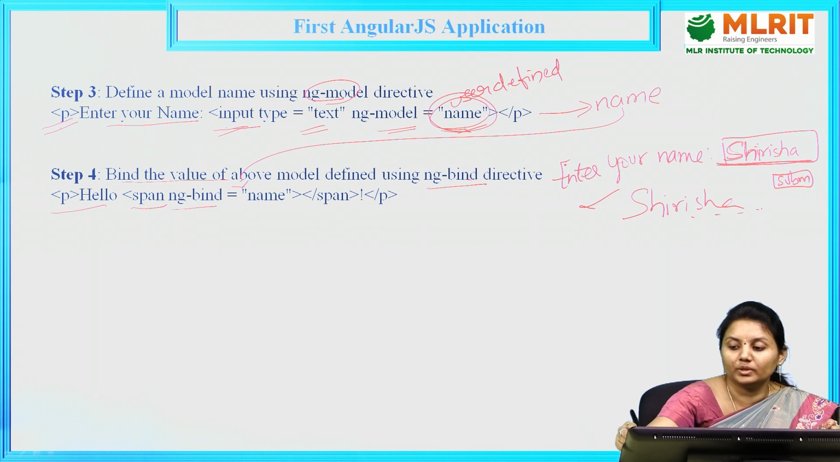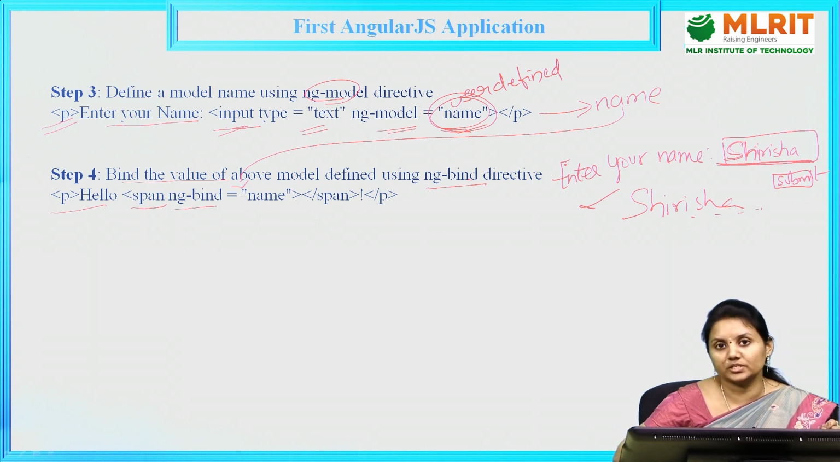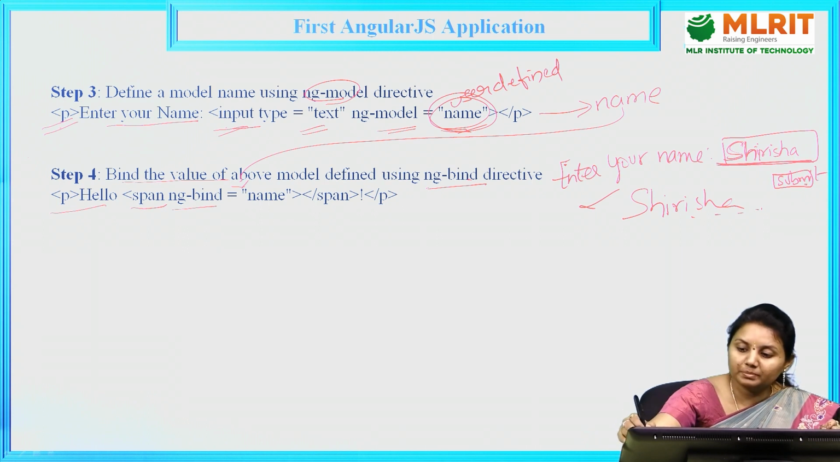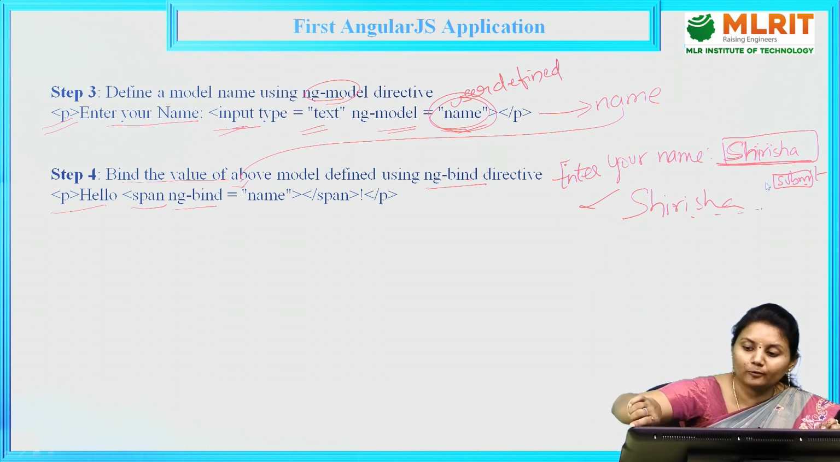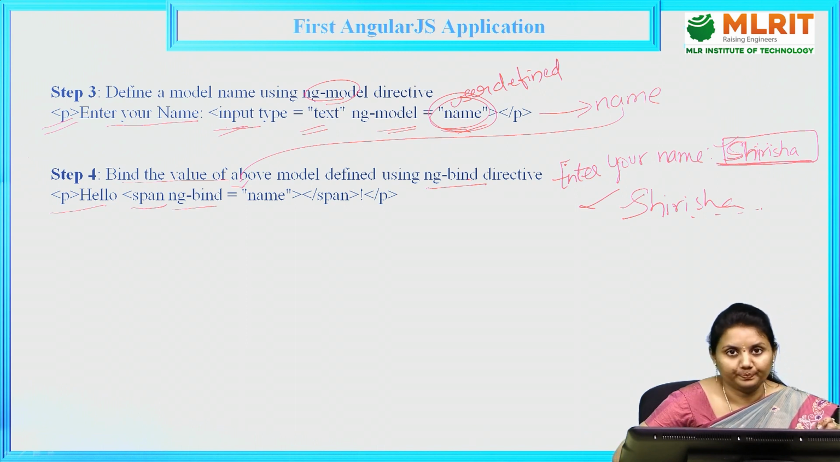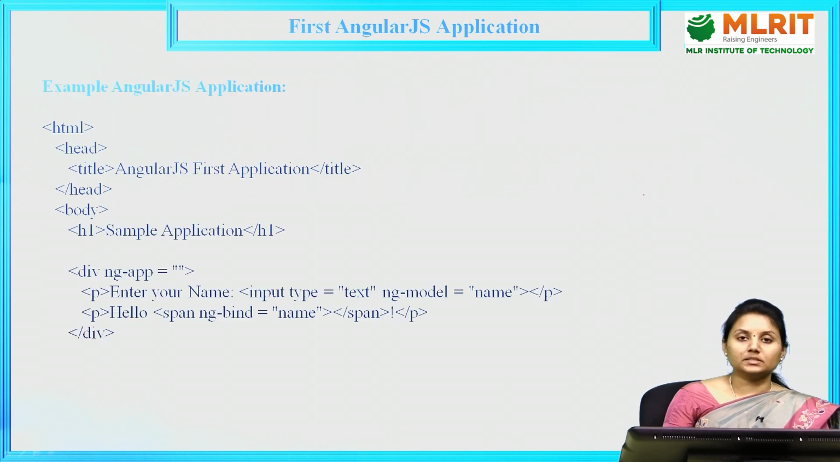This is how we have discussed in the previous sessions in HTML. When you click on the submit button, this will be displayed here. But we don't have any submit button now. Why? Because the submit button is not required. Here we are talking about AngularJS. Whatever you are typing is displayed here. That is the use of this span. Okay, this is the example program.